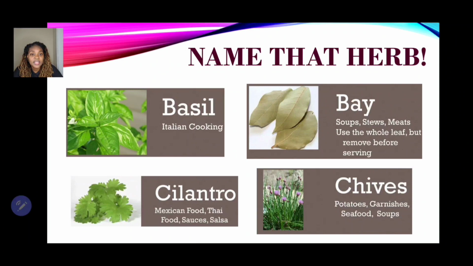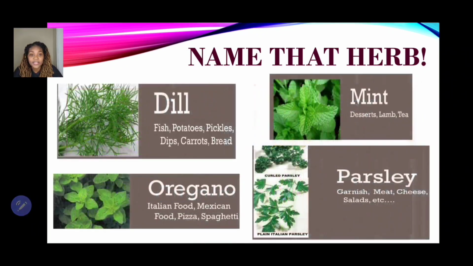Now, some of these may be more familiar to you than others, depending on the region or the country where you're from, right? Awesome. Let us look at some more. We have dill, and it is often used in fish, potatoes, pickles, dips, carrots, bread. There is also oregano, which is used in Italian food again, Mexican foods, also pizzas and spaghettis.